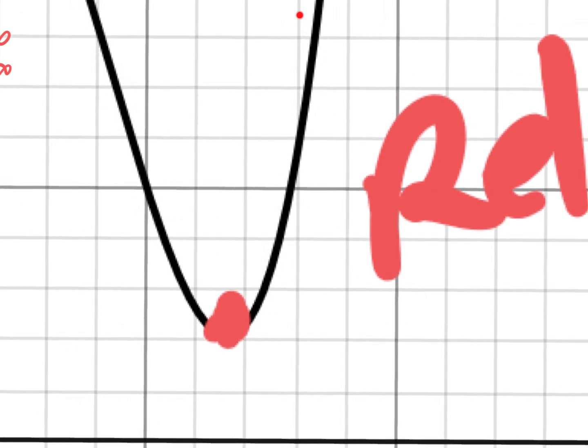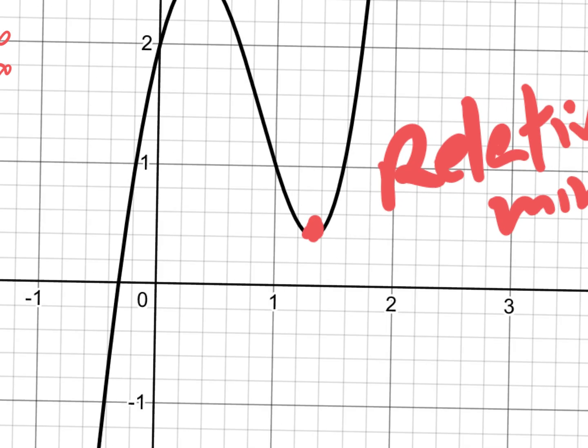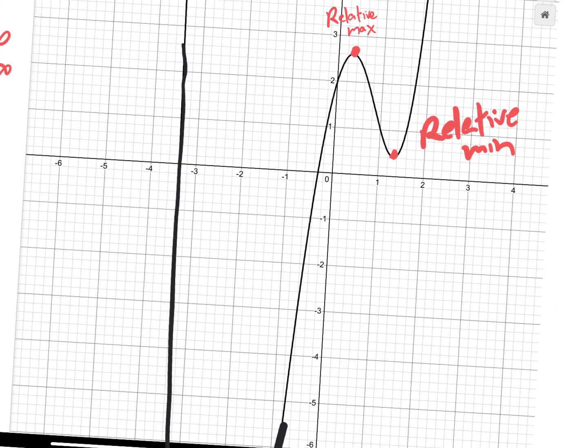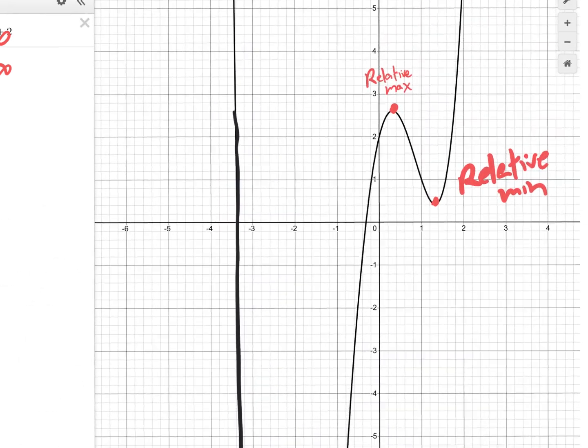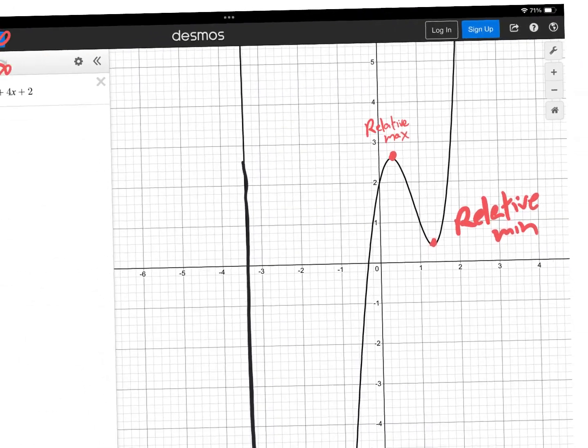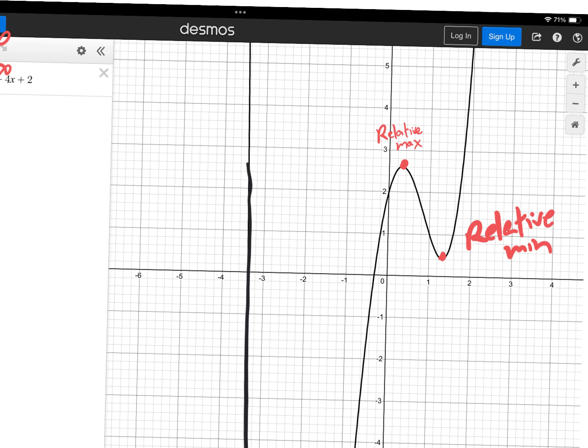Why? Because that is a minimum value, but it's only relative if you look at it zoomed in from here to here. Yeah, that's a minimum value for sure. But if you look at the whole thing, it's only relative to that piece, because if you look at the whole thing, then this guy way down here is the absolute minimum. Make sense? Okay, that's good.